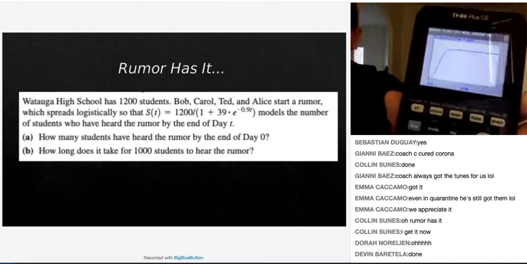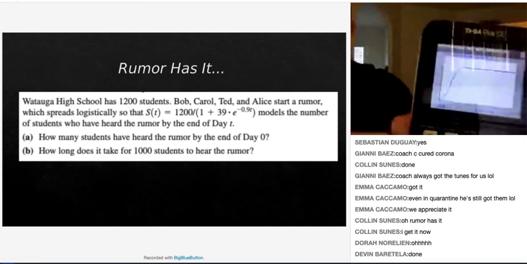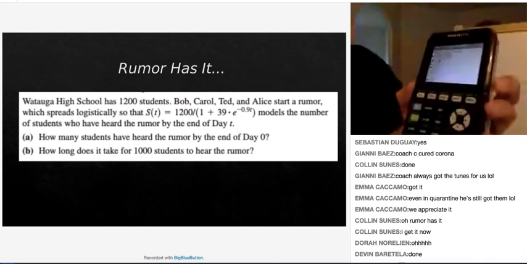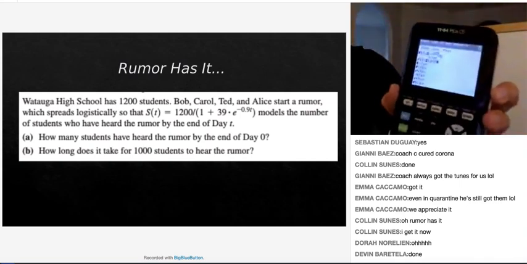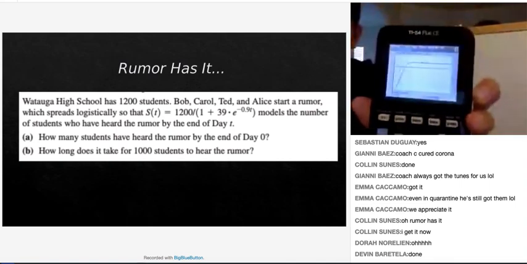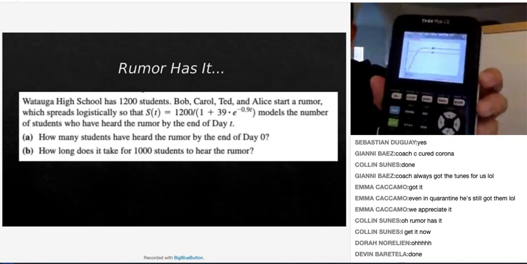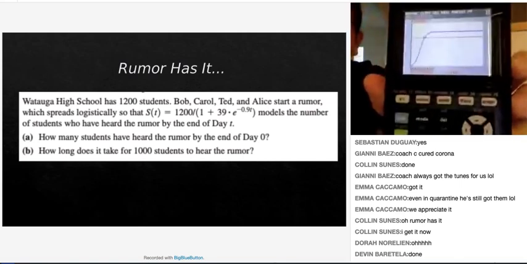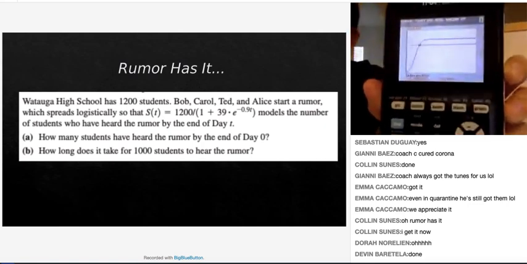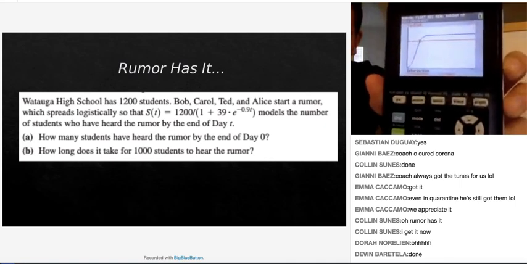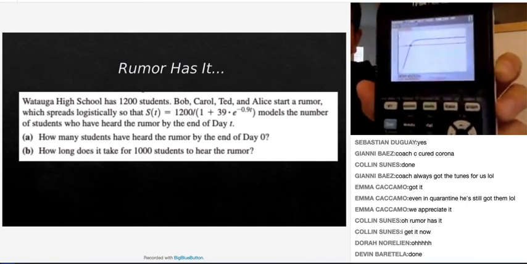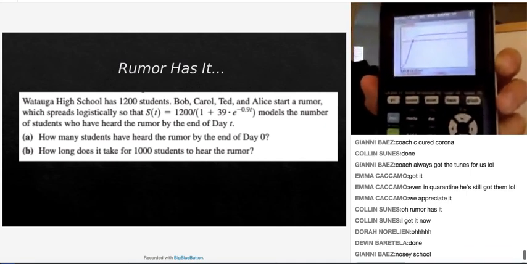All right, and then we're going to say we want 1,000. We've been talking about this all day. So we're going to say Y2 is 1,000. And we're going to go second trace, intersect, enter, enter, enter. And there we go. There we have it. 5.85 days. That rumor's flying. 1,000 people knew it in 5.858884 days or whatever that is. So about 5.9 days, excuse me, 5.86, what I was looking for. All right. So that is the spread of the rumor.